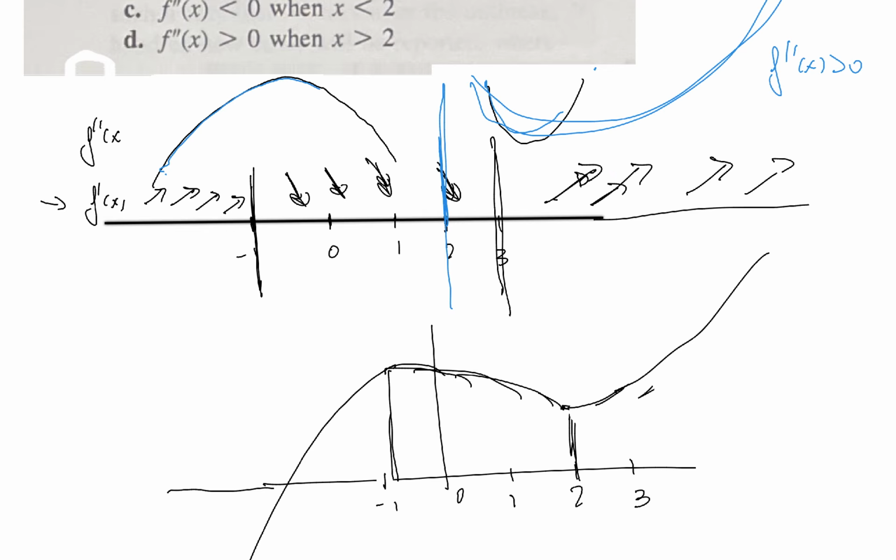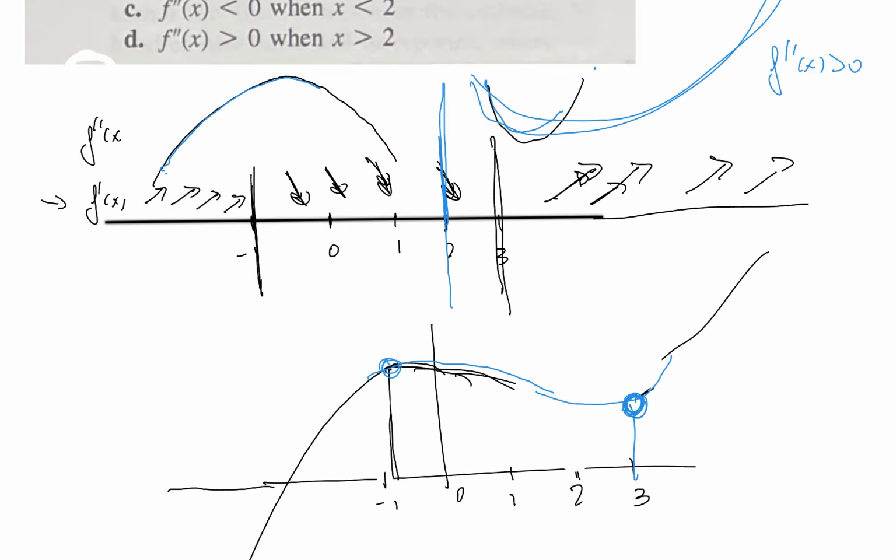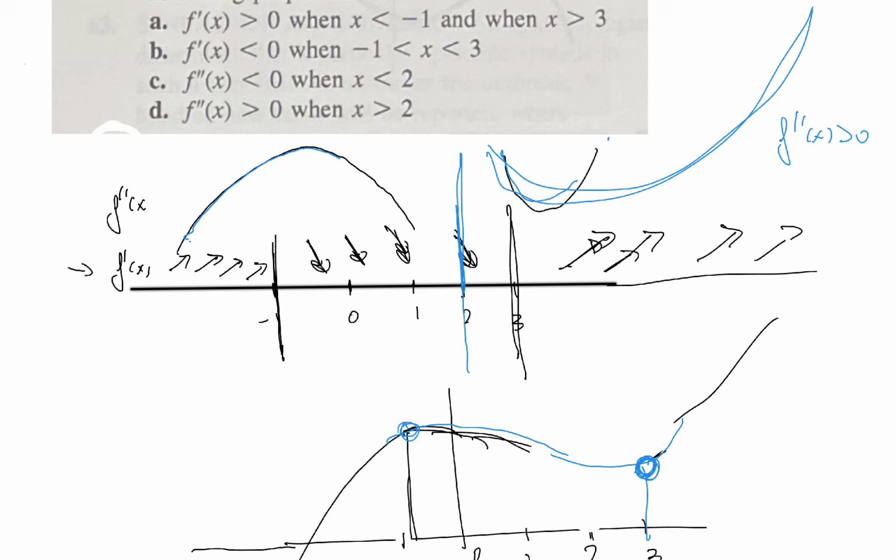So let me erase here, and the function will go like this. And x equal 3 will have a minimum. So we have located the minimum at x equal 3, the maximum at x equal -1, and the curve is concave downward in the interval minus infinity to 2. So here is the point of inflection. At x equal 2 is the point of inflection.